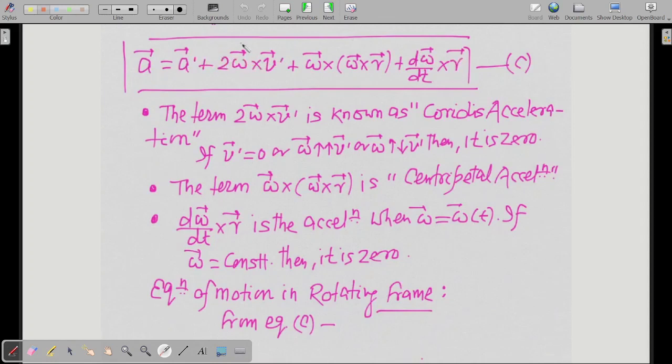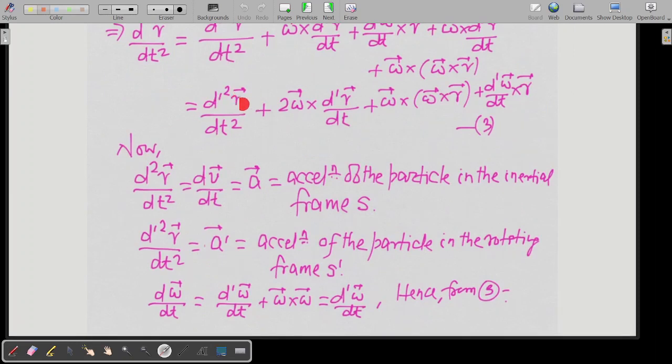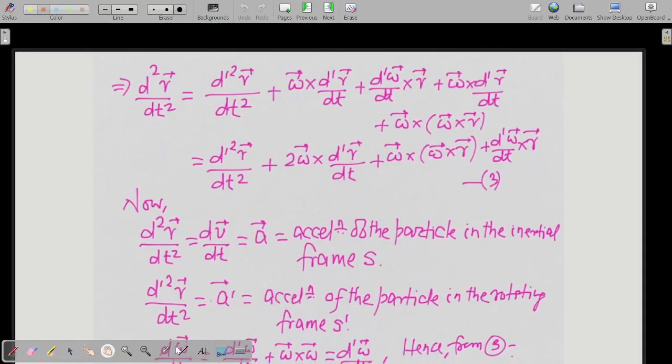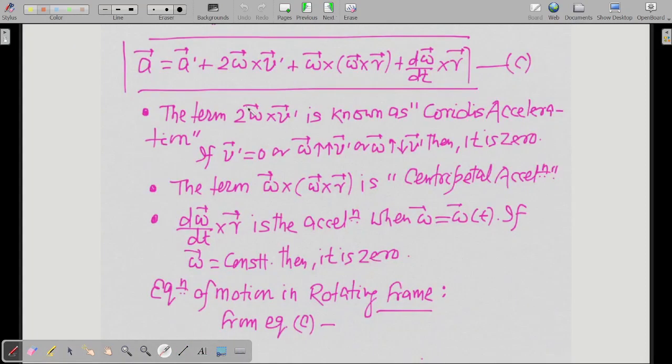Then this a prime vector, d prime 2r by dt2, that is your a prime, acceleration with respect to S prime frame. And this particular thing, d2r by dt2, what is this? This is acceleration with respect to the frame S. So we have substituted all these terms, and you got equation C basically. The term 2 omega vector cross v prime vector is known as Coriolis acceleration.